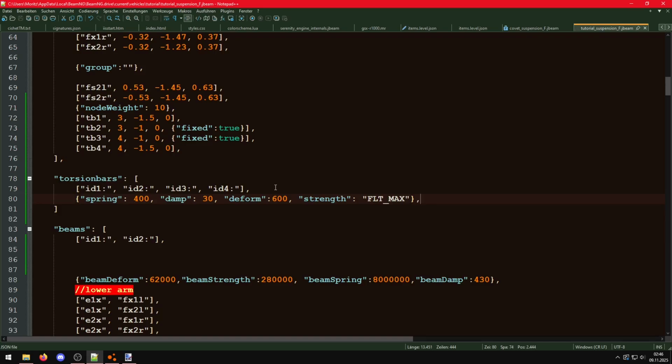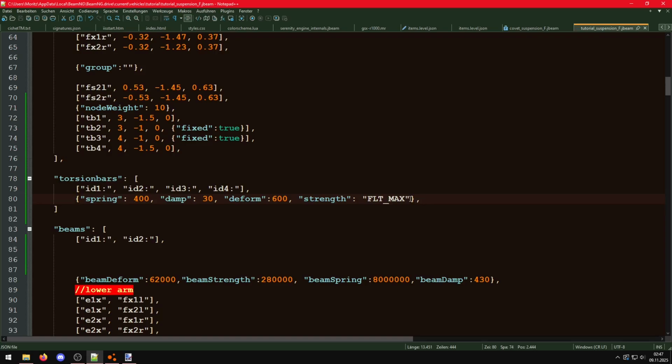The relevant units here are Newton meters for torque and radians for angle. For example, spring is Newton meters per radian, damp is Newton meters seconds per radian, and deform and strength are just Newton meters. What's also a little different is pre-compression. Here for torsion bars it's called pre-compression angle, and that is also in radians, but we're not going to use that for this example.